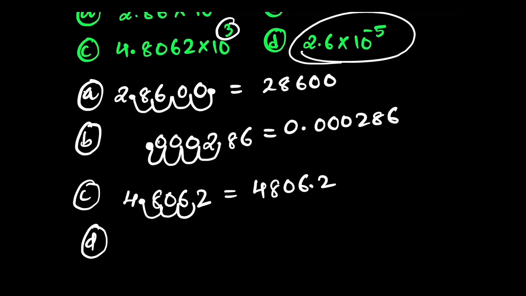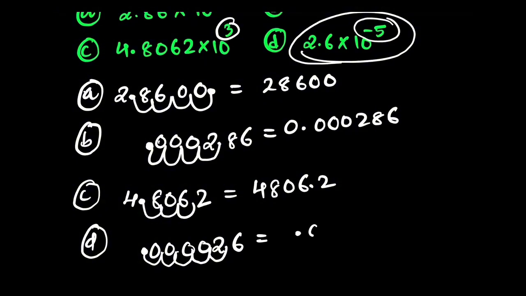Let's convert this one. First write the multiplier, 2.6. Since the exponent is negative 5, we'll move this decimal point 5 places to the left. 1, 2, 3, 4, 5. So the decimal point is here now. And fill these places with zeros. 1, 2, 3, 4. Which becomes 0.000026. And you can have 0 before the decimal point.